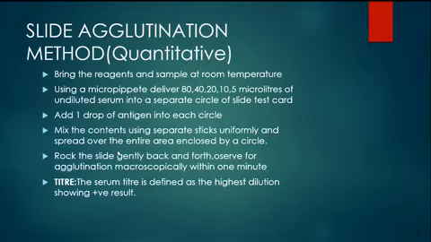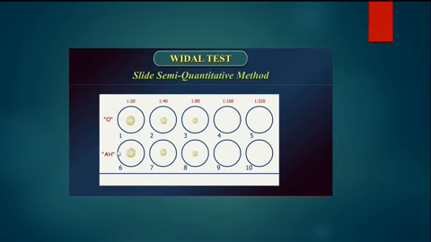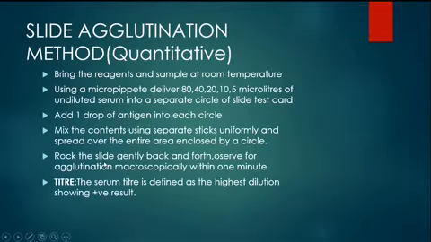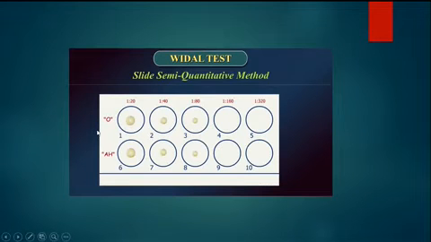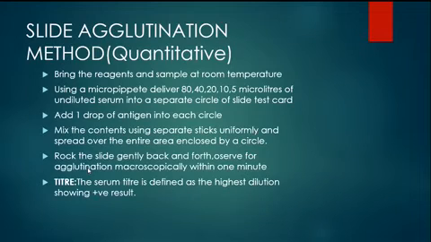Now, using a micropipette, deliver 80, 40, 20, 10 and 5 microliters of undiluted serum into separate circles of the slide test card. The first step is to take the mentioned quantities, 80, 40, 20, 10 and 5 microliters of serum, in all these circles, and again repeat it for these circles as well, which are specified for this antigen. Then we add 1 drop of antigen O in these circles and AH antigen in these circles.